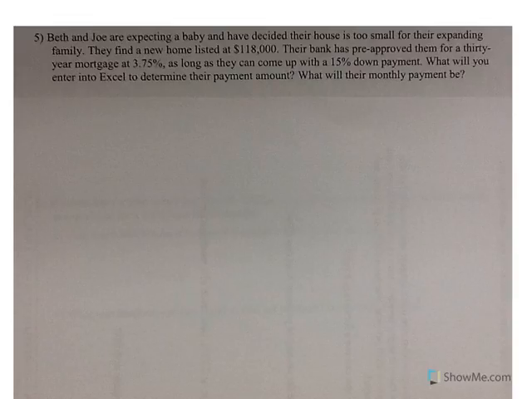All right, let's do some problems. Beth and Joe are expecting a baby and decided their house is too small for their expanding family. They find a new home listed at $118,000. Their bank has pre-approved them for a 30-year mortgage. All right, so 30 years. Mortgage at 3.75%. So I'm going to go ahead and change that to a decimal because that's how my brain has functioned.